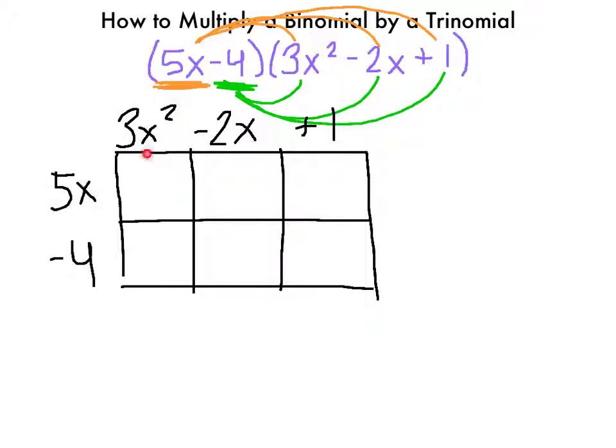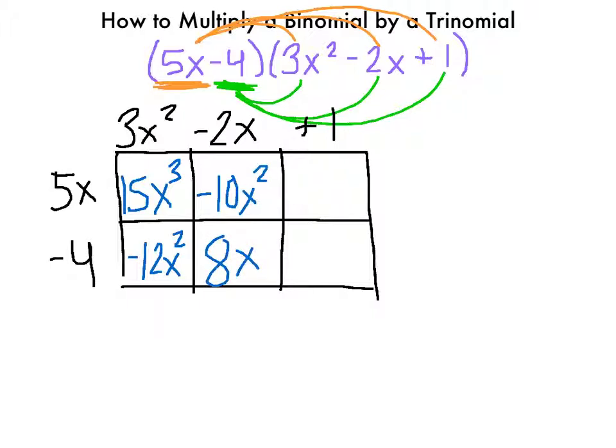So 5x times 3x squared is going to give me 15x to the third. Negative 4 times 3x squared is going to give me negative 12x squared. Negative 2x times 5x is going to give me negative 10x squared. It's still x squared because we're taking an x times an x. We add the exponents when we multiply, and that gets me 2. Then I have negative 4 times negative 2x. Negatives are going to cancel out when you multiply to get a positive 8x.